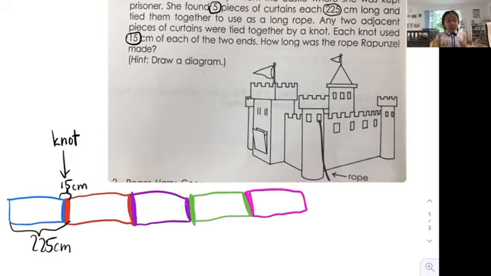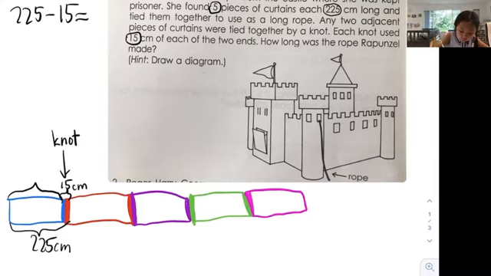And then we want to solve what is the middle, because the knots don't count as the rope. So this is what we want to solve. Just this part, no knots. And how to solve it? Well, we can do some simple subtraction here. The whole is 225, and then the part that we want to tie into a knot is 15. Well, then we subtract 225 minus 15 equals what? 210. Here we go, 210.